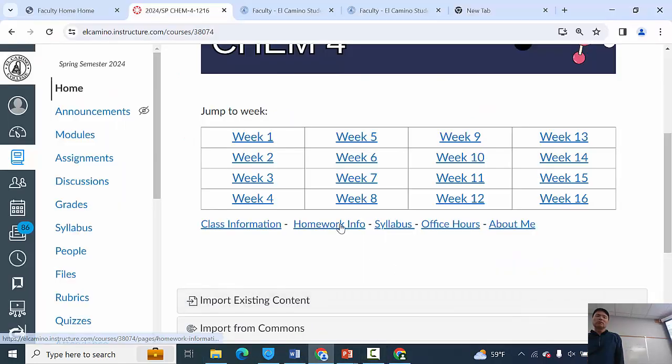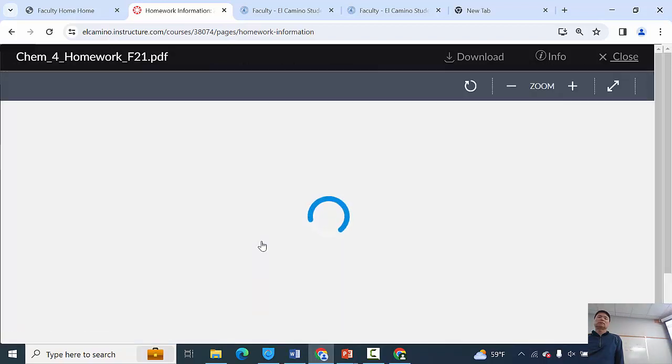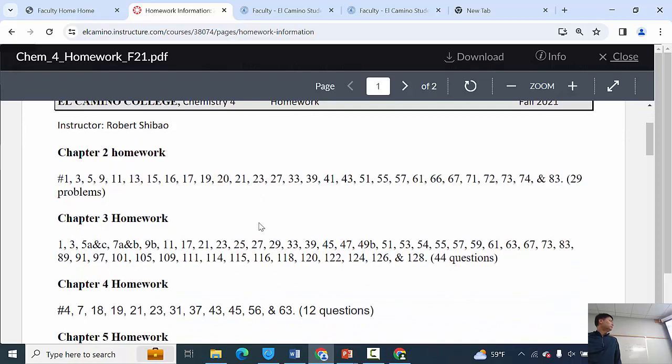Where the homework was. So the homework is here. If you click here, and then click this PDF here. I thought the 7th edition was going to be different, but the 7th edition is the same as the 6th edition, so there's no difference in the numbers. You just do these numbers here. That's a lot. So don't wait until the night before the test to start the homework. Get started early. I know there's people already doing chapter 3 homework, so that's good. To get a head start on that is good.